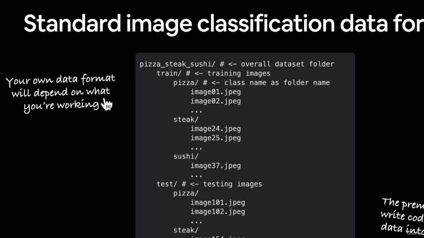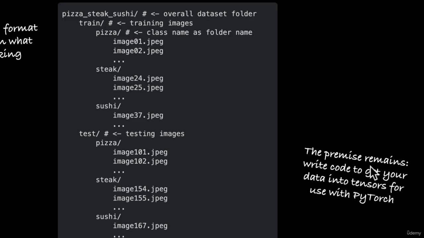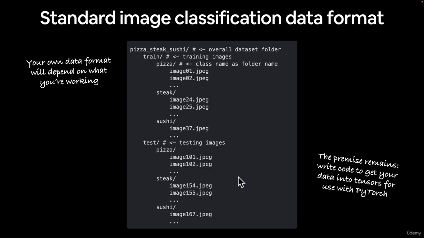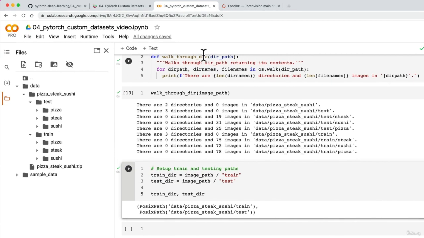So depending on your problem, your own data format will depend on whatever you're working on. You might have folders of different text files or folders of different audio files. But the premise remains, we're going to be writing code to get our data here into tensors for use with PyTorch. And so where does this come from, this image data classification format?